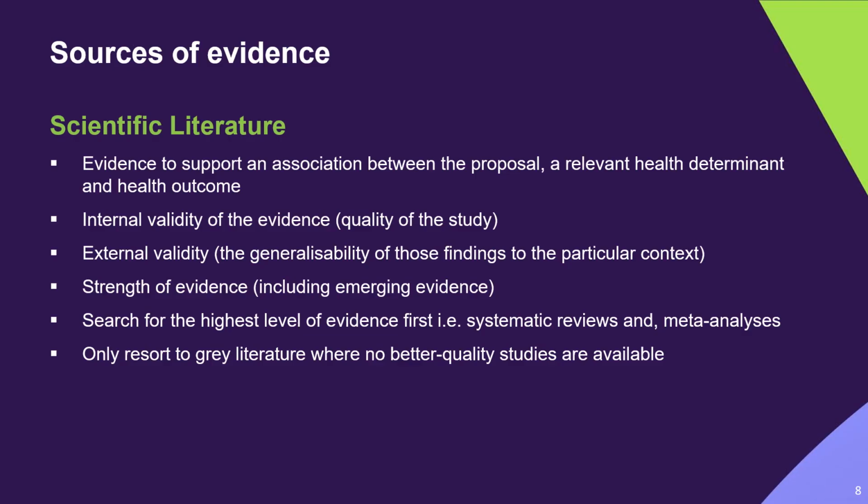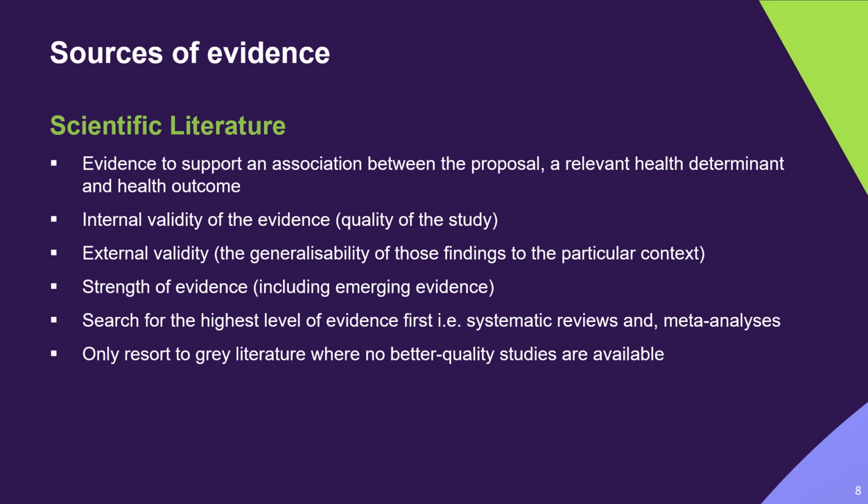I'm not going to go into detail about all the different sources of evidence, but I think it is important to highlight some features of the scientific literature which you should take into consideration. Firstly, scientific literature is the evidence used to support an association between the proposal, a relevant health determinant, and health outcome. Careful consideration should also be given to the internal validity of the evidence, i.e. the quality of the study, but you must also consider the external validity, that is the generalizability of those findings to the particular context that is being studied.